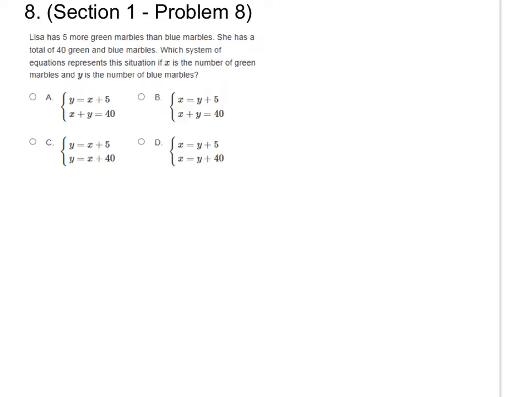So the problem says Lisa has 5 more green marbles than blue marbles. She has a total of 40 green and blue marbles. Which system of equations represents this situation if x is the number of green marbles and y is the number of blue marbles? So first I'm going to write that down. X is the number of green and y is the number of blue marbles. So they've already told me what each variable stands for.